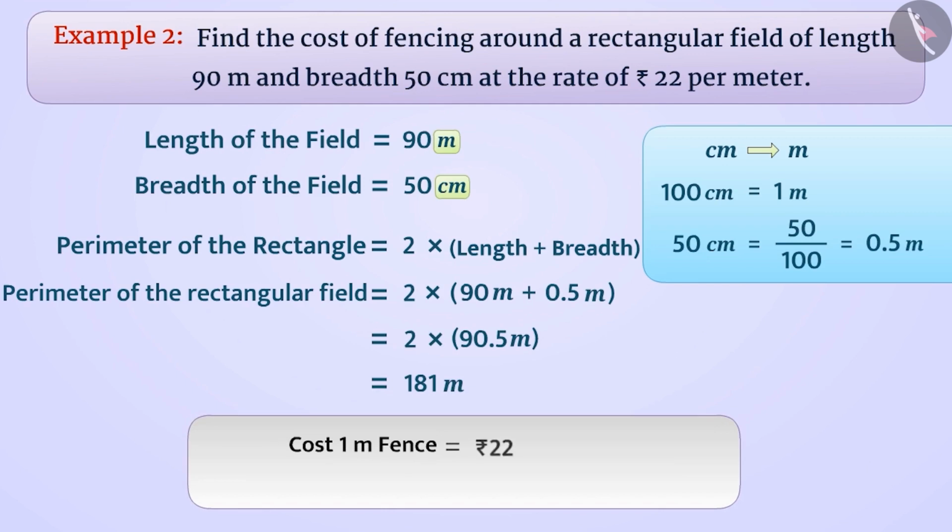Since the cost of 1 meter of fence is equal to Rs 22, the cost of building a 181 meter fence is equal to Rs 181 into 22, which is equal to Rs 3,982.